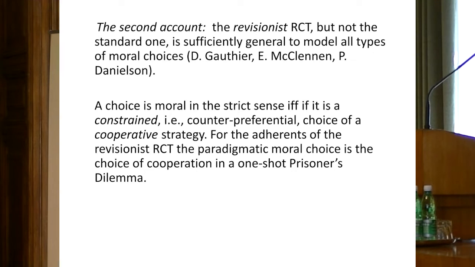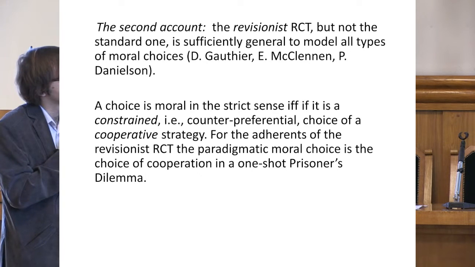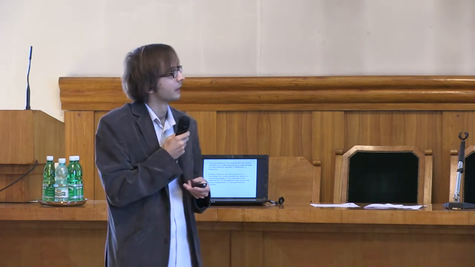And they start from the following definition of a moral choice, which fits the description of those moral choices from the earlier part of my presentation, which cannot be modeled by standard rational choice theory. A choice is moral in the strict sense, according to, for instance, Gauthier, if it is a constrained choice, so a counter-preferential choice of a cooperative strategy. So there are two definitional elements of this moral choice, according to Gauthier. It must be cooperative and it must be constrained.